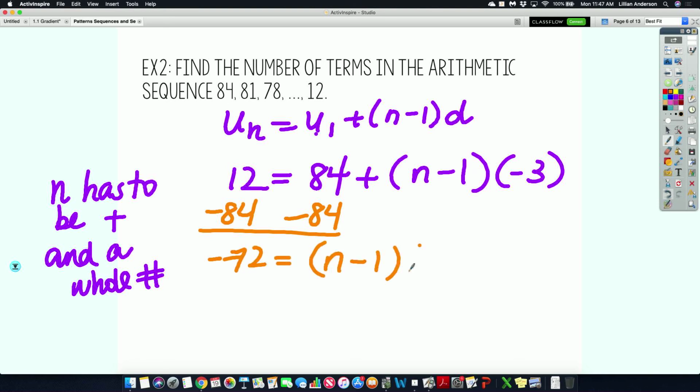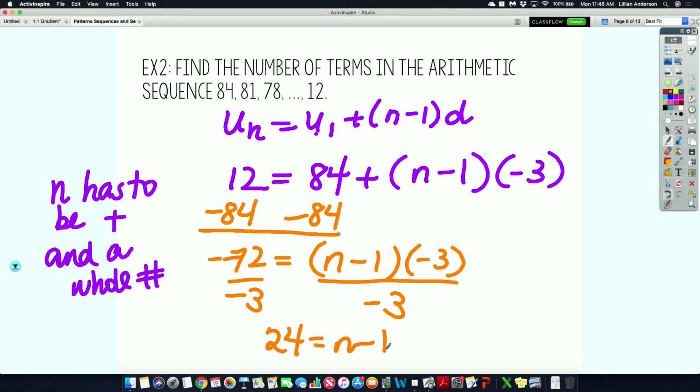And that's because I think I'm really good with my times tables and stuff, so division is a little bit easier for me. When I divide by -3, a negative divided by a negative is a what? Positive. So when I divide -72 by -3, that should give me 24. And then add 1. So you guys got 25?